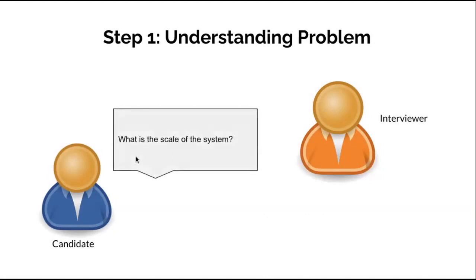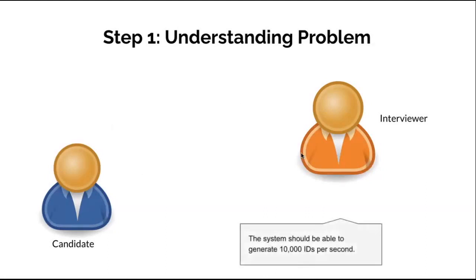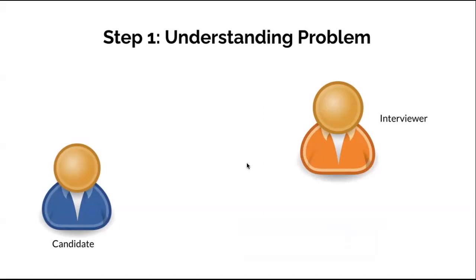Candidate: What is the scale of the system that we are looking at for this design? Interviewer: The system should be able to generate 10,000 IDs per second. So these are the set of questions that can be put by the candidate to the interviewer to understand the problem, and it is important to understand the requirements and clarify ambiguities before proceeding further.